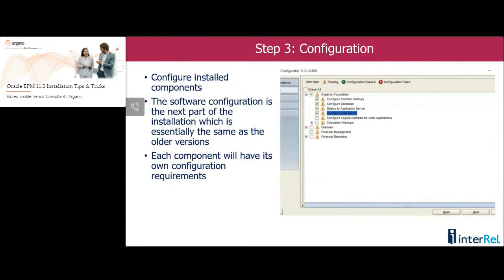So once we get through the RCU portion, we can then configure the components that we have installed on that particular machine. Once again, I'm sticking with the foundation components. So these are the steps that we would use, and the checkboxes show the steps that we would utilize, and these should be familiar because these were utilized in the older versions as well to configure your components on this particular server.